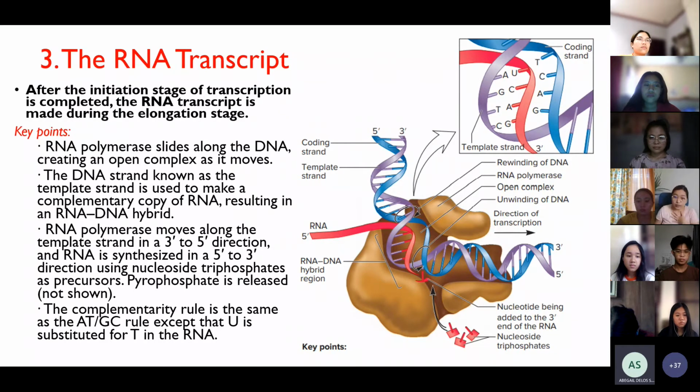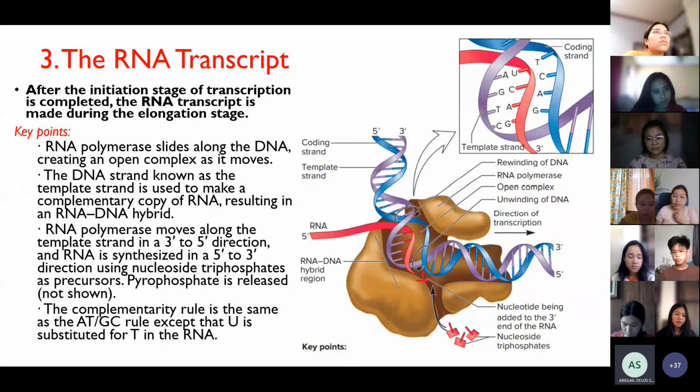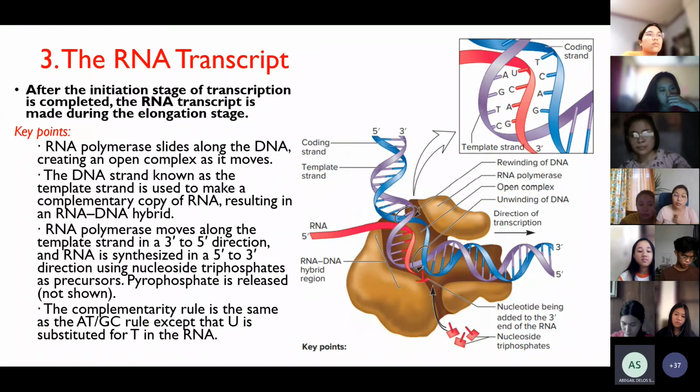And then we would term it as the template strand. Sometimes we also call it the antisense strand. The opposite DNA strand is the coding strand, which is also called the sense strand. It also has the same sequence as our RNA transcript being synthesized, except that the thymine in the DNA corresponds to uracil in RNA. Right? Thymine in DNA corresponds to uracil in RNA.